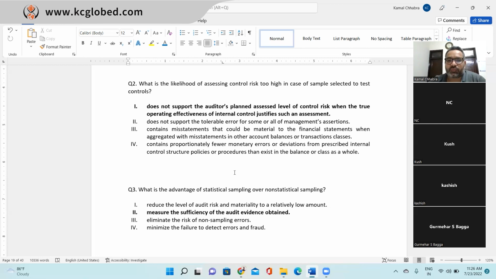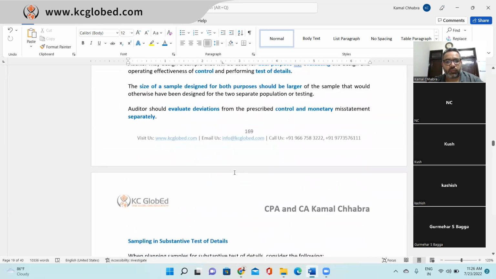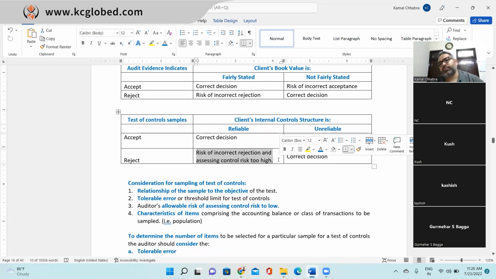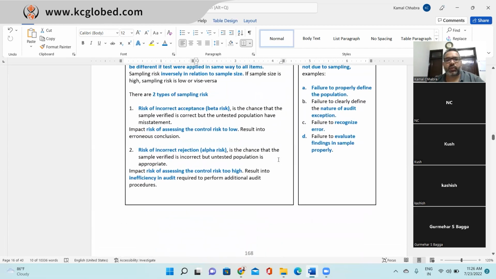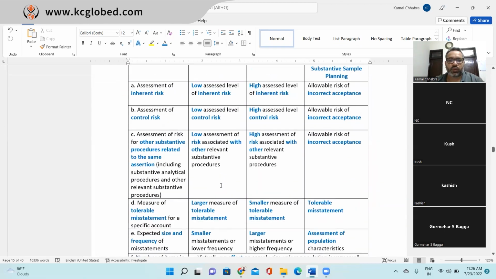So that is the first part, now the risk of incorrect acceptance. If you go back here, you see the risk of incorrect rejection and assessing the control risk too high. So this is the scenario. The risk of incorrect rejection is an alpha risk. There's a chance that the sample verified is incorrect, but the untested population is appropriate. So which will be the right answer?